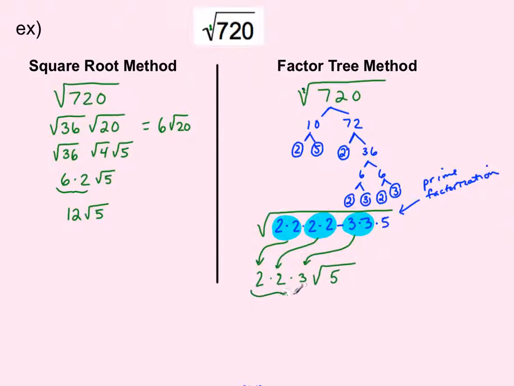All the numbers out in front get multiplied together. 2 times 2 is 4. 4 times 3 is 12. And any numbers underneath get multiplied back together. No numbers underneath besides the 1, so I just get square root of 5. So final result, 12 square root of 5. You'll see you get the same answer either way.